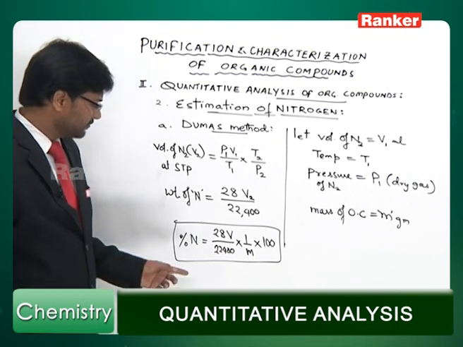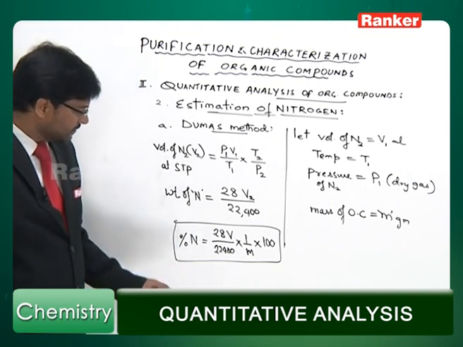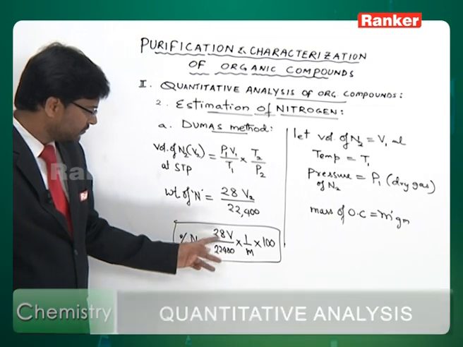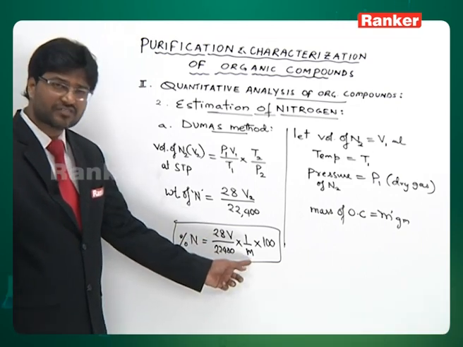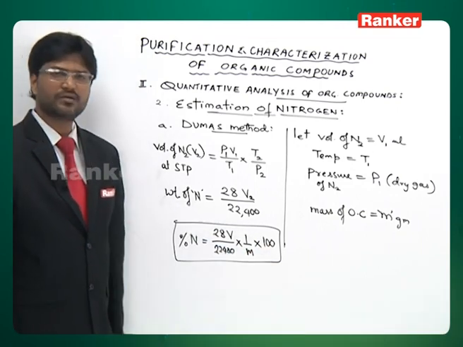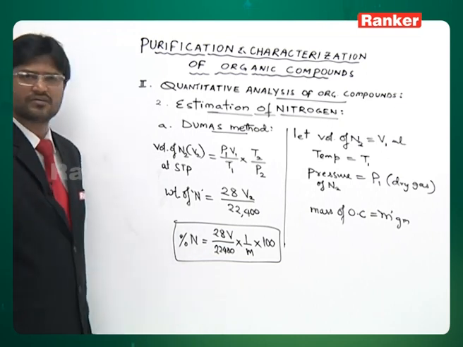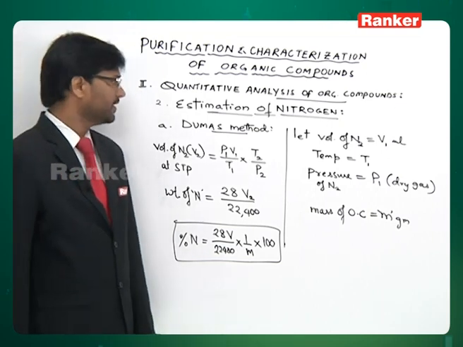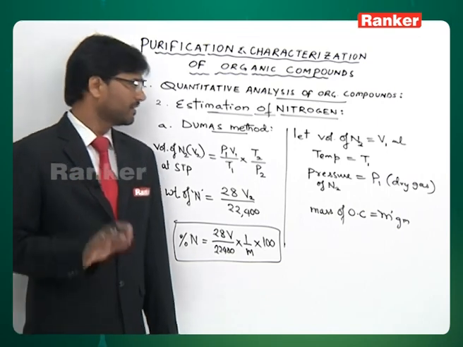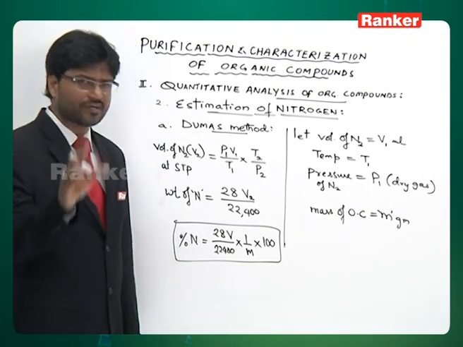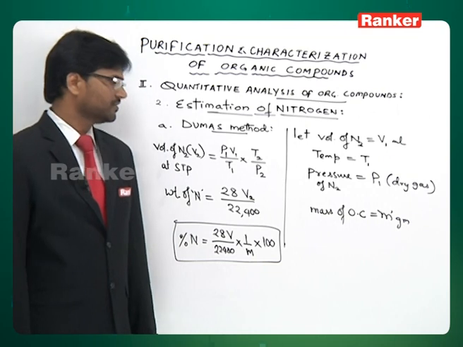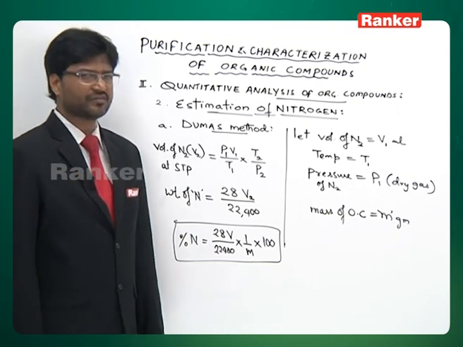From the weight of nitrogen, we can find out the percentage of nitrogen. Percentage of nitrogen is equal to weight of nitrogen divided by the mass of organic compound, into 100. This is how we find out the percentage of nitrogen by Dumas method. There are no exceptions. It is applicable to all types of organic compounds. It is possible to find out the percentage of nitrogen.